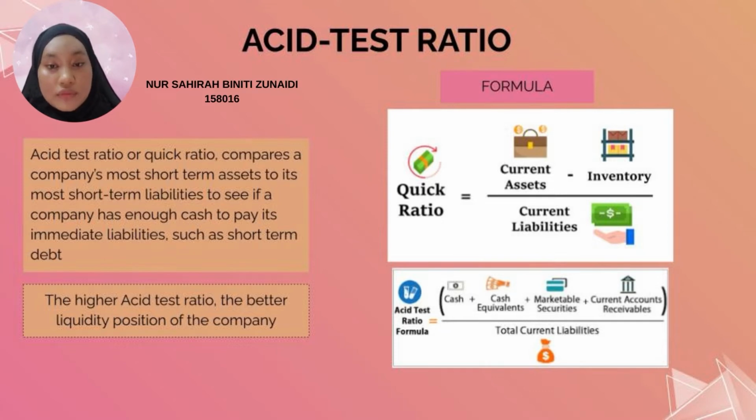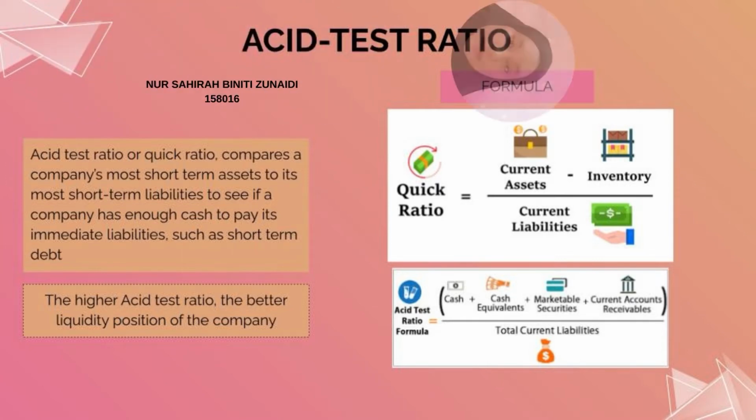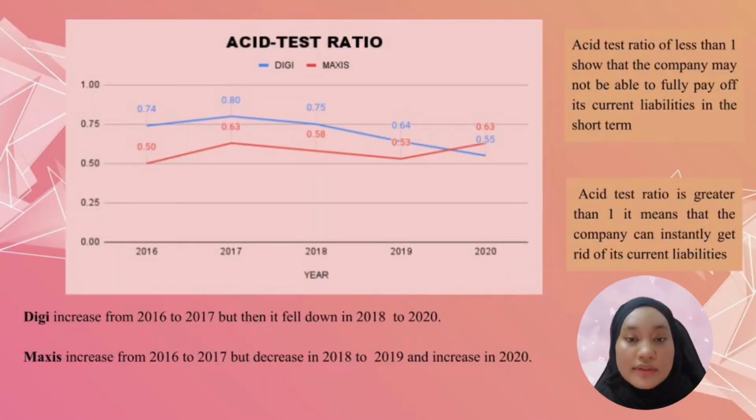There are two formulas you can use to calculate the asset ratio or quick ratio. The first formula is current assets minus inventory divided by current liabilities. Another formula is cash plus cash equivalents plus marketable securities plus current accounts receivable divided by total current liabilities. So, this is the graph of asset ratio between DG versus Maxis.